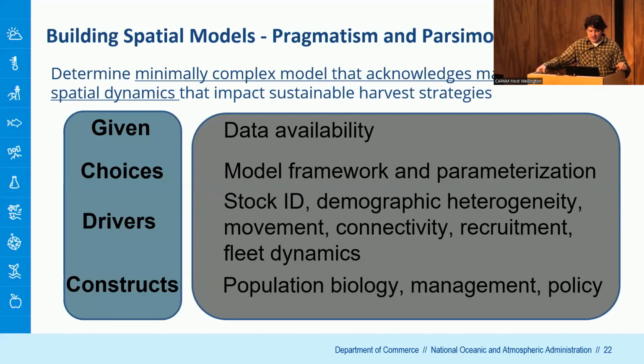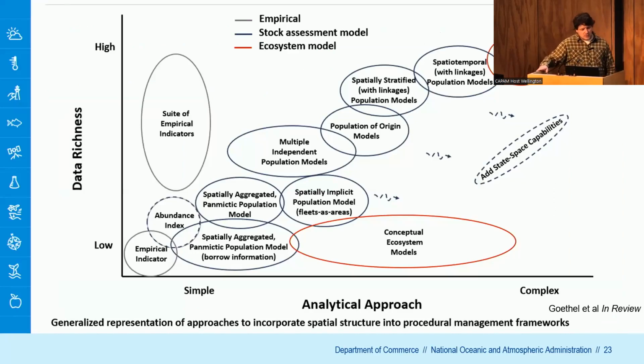And really, I think what we're advocating for is the attempt to determine minimally complex models that acknowledge the main drivers of spatial dynamics. We're not going to be, at least initially, able to get all of them, but to start with the main drivers first and then add complexity as data allows. And so when we think about all these different approaches, we put together this figure, and basically it's saying, analytical approaches that tend to be simpler and have less data often are empirical, and the complexity of the model choice often increases with data.